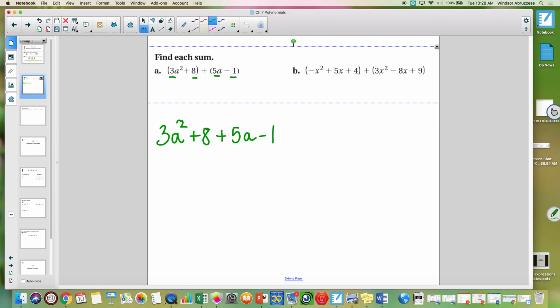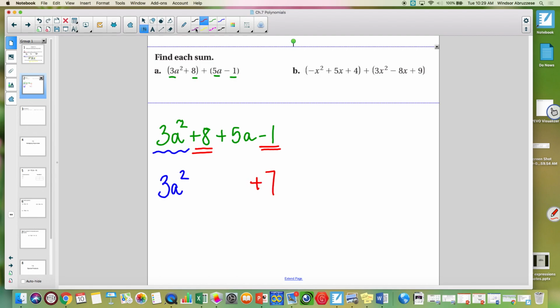The polynomials are in parentheses, and when you're adding, nothing really happens. Our main focus in this section is going to be when we subtract polynomials, because that's where things get a little sticky. So now you're just going to look at the polynomial and combine like terms. 3a squared does not have a like term, so we just rewrite it. Positive 8 and negative 1 is a plus 7, and I'm going to write it last.